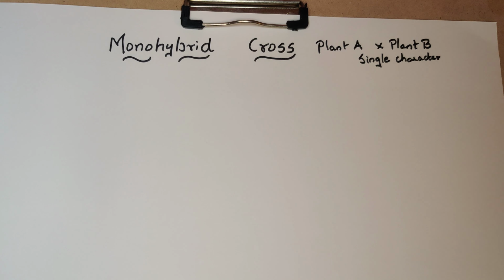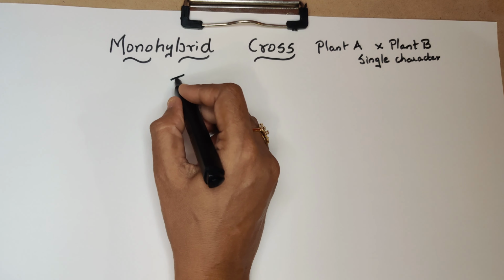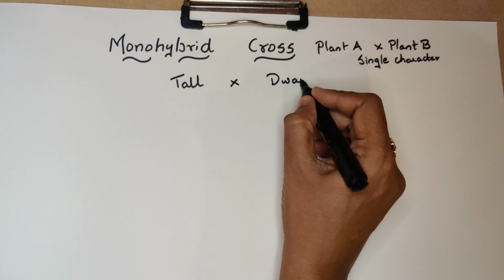So let us go according to your NCERT. What is the first cross that he performed? Between two plants that differed in a single character, called a monohybrid cross. And the single character we are talking about here is plant height. Now students, you all know the alleles of plant height. What are the two different alleles of plant height? One is tall, and you are crossing it with the dwarf plant.